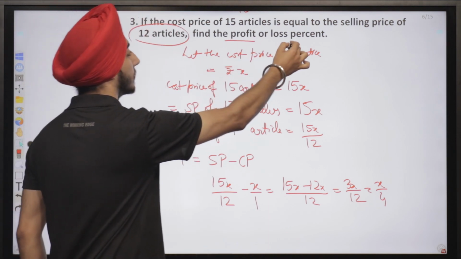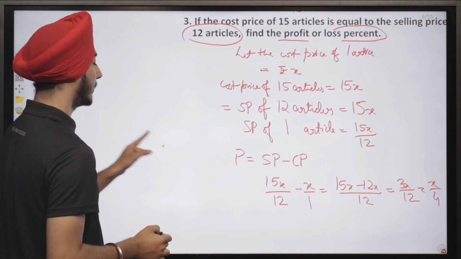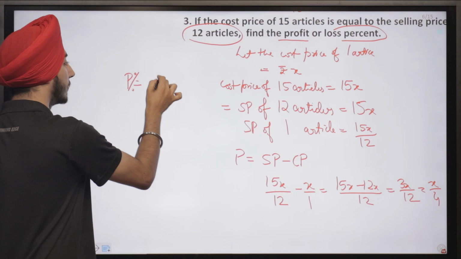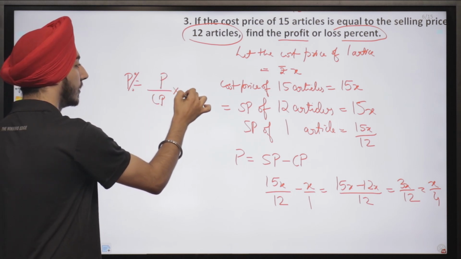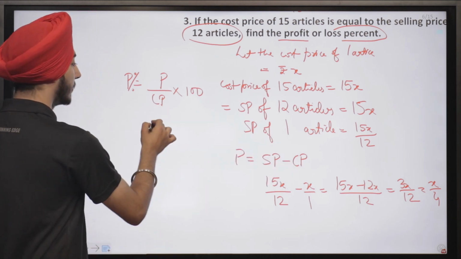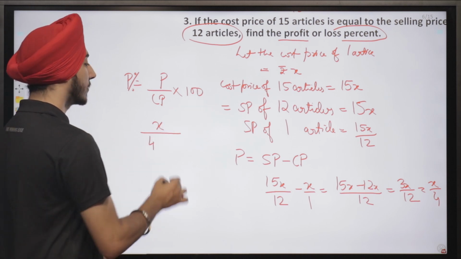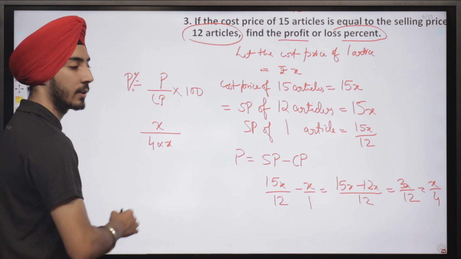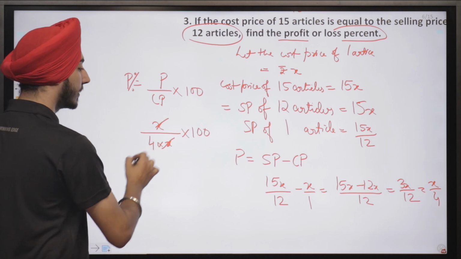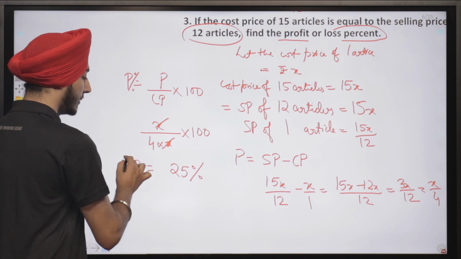Now we don't just need to find the profit, we need to find it in percent. So to find out the profit percent, we'll use this formula. Profit percent equals profit upon CP into 100. Simple. What is the profit? Profit we know as x by 4. So here we'll write it upon x by 4, upon cost price. What was the cost price? Cost price was also x, into 100. So x and x get cancelled. 100 by 4, 4 25s are 100. So 25% is the profit in this transaction.